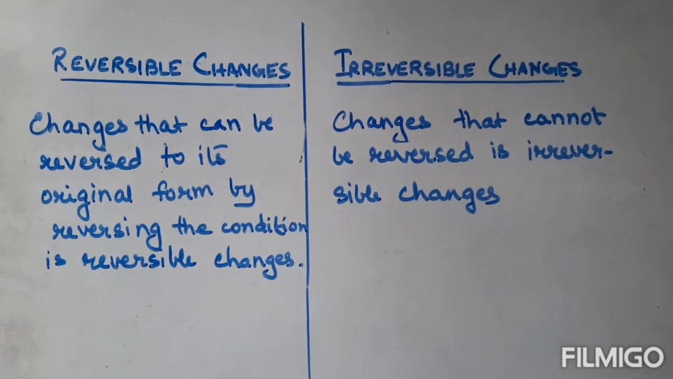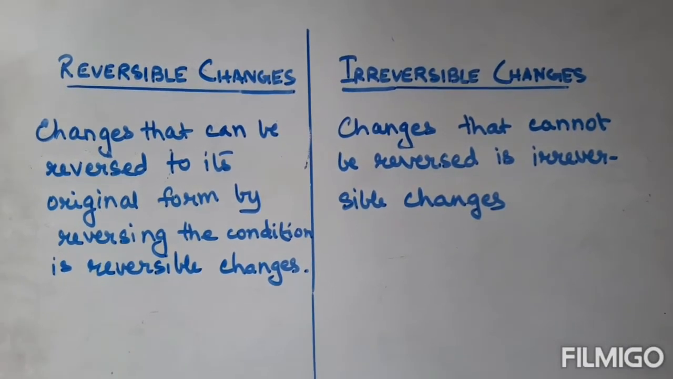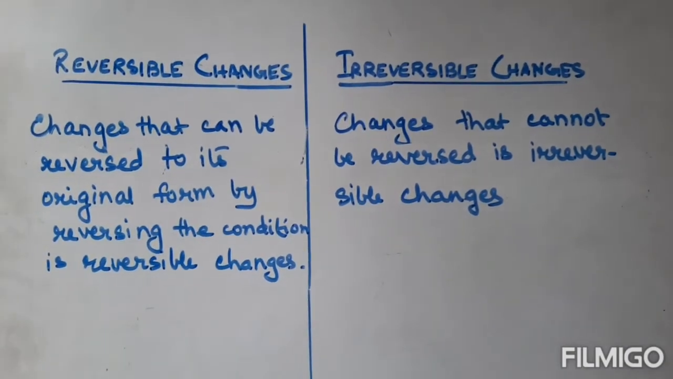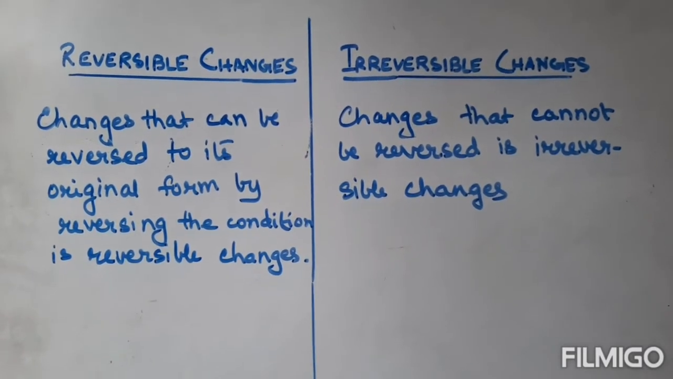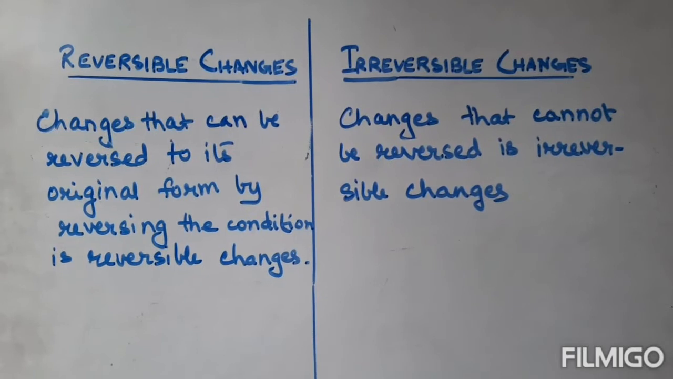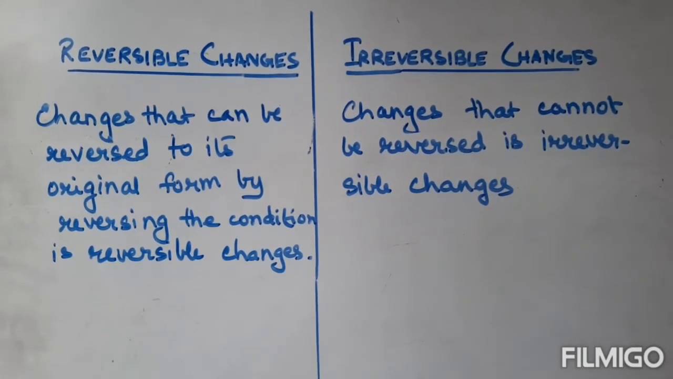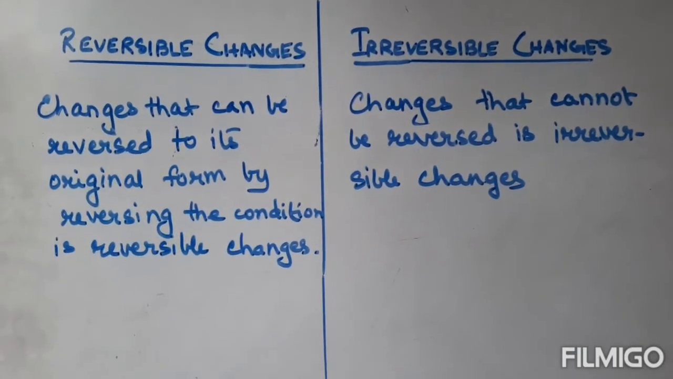Irreversible changes and reversible changes. Reversible changes are changes that can be reversed into its original form by reversing the condition, whereas changes that cannot be reversed easily are the irreversible changes.